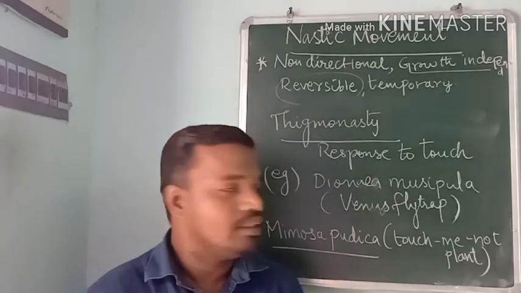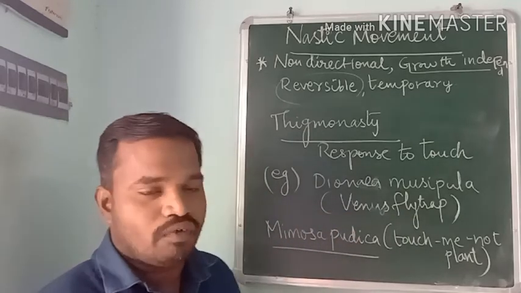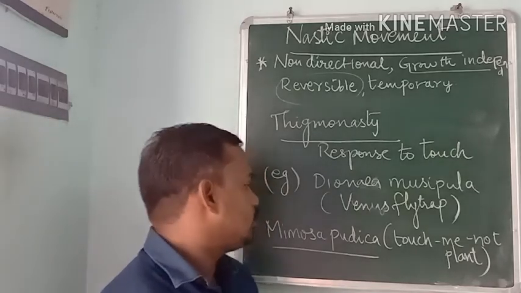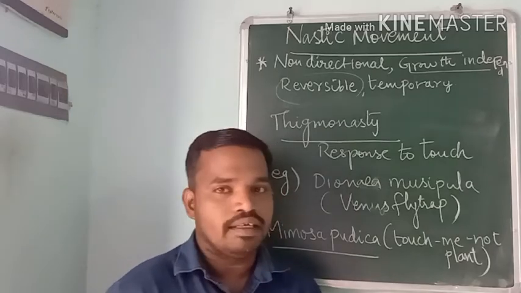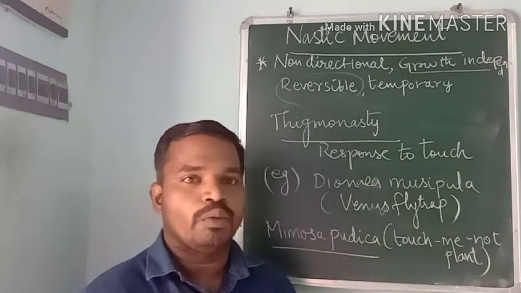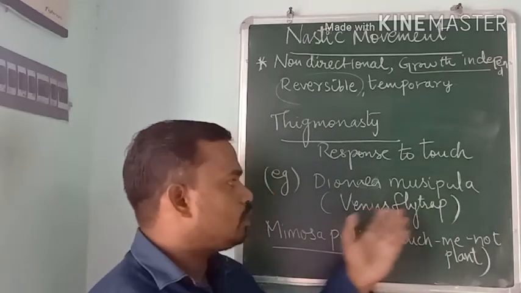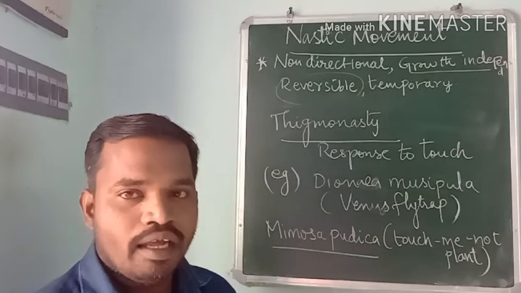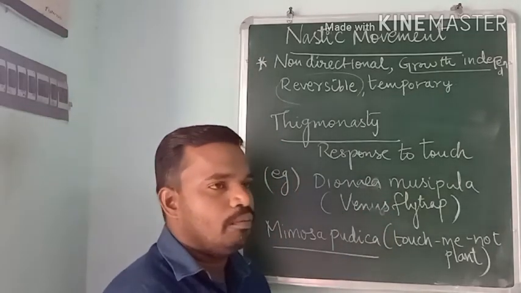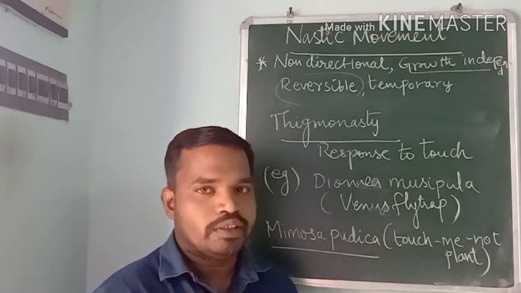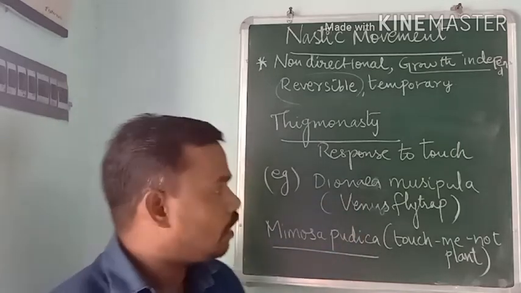Thigmonasty example வந்து உங்களுக்கு Venus flytrap, it shows the fastest response to the touch, then Mimosa pudica. Okay, Mimosa pudica is nothing but a touch me not plant. And the Venus flytrap உடைய botanical name பாத்தீங்கன்னா Dionaea muscipula. That's a Venus flytrap. Touch me not plant botanical name வந்து Mimosa pudica. So both of these show Thigmonasty. Do you understand what I am saying?